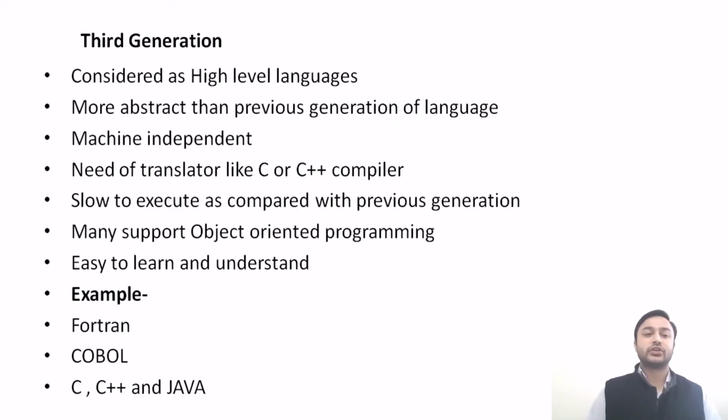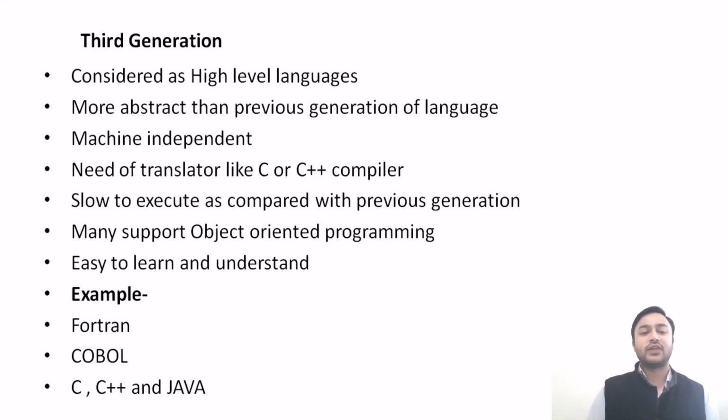Now come to the third generation. Third generation languages are called high level languages. They are more abstract than the previous generation of languages. More abstract means that this language does not concern itself with the internal representation of the computer. Like in previous low level languages, they are concerned with the internal representation of the computer architecture, which means they are dependent on the architecture of the machine. But high level languages are machine independent. They are not concerned with the machine architecture. They can be run on any system. So this type of language is known as machine independent.